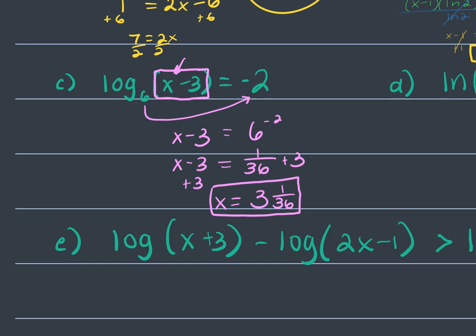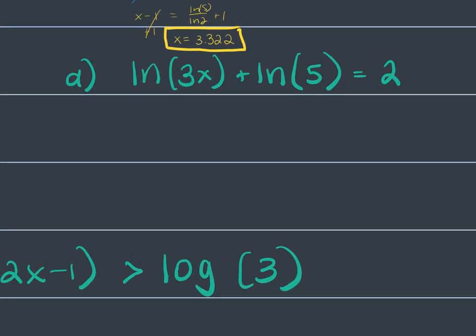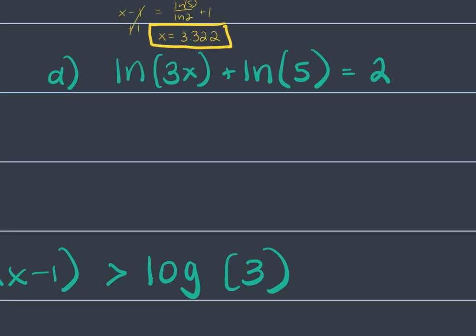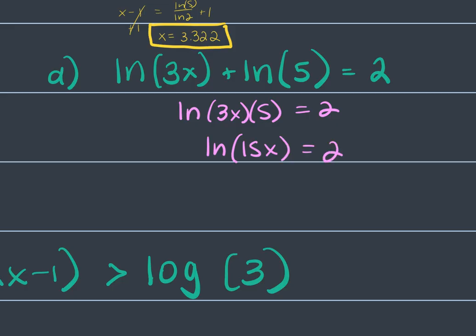Still good? Okay, go to D. Now I've got multiple logs on one side, so what are you going to do first? Condense it. It's a plus, which means it becomes multiplication. So I get ln of 15x equals 2. ln is what? Log base e. So this is really log base e. The e picks up the 2. So I get 15x equals e to the second, and then I would divide by 15.